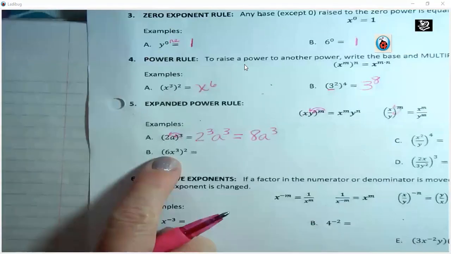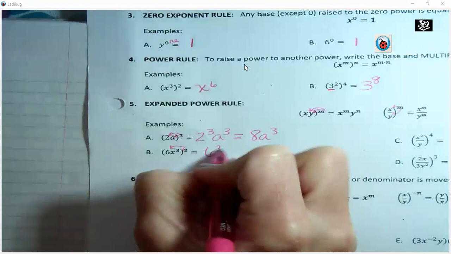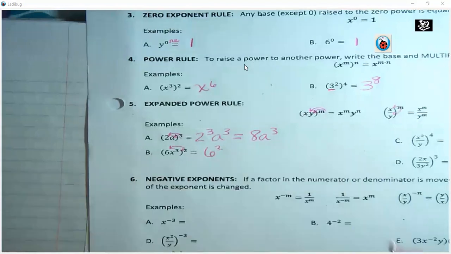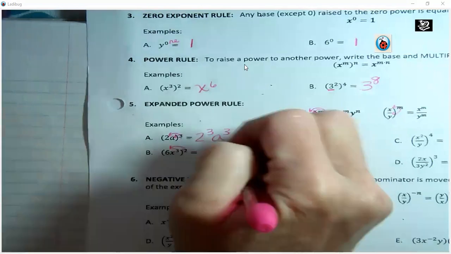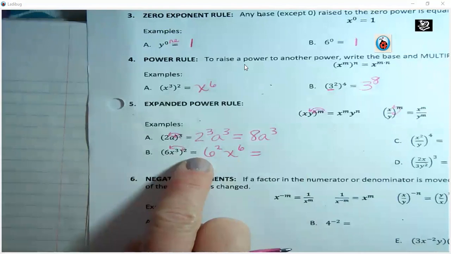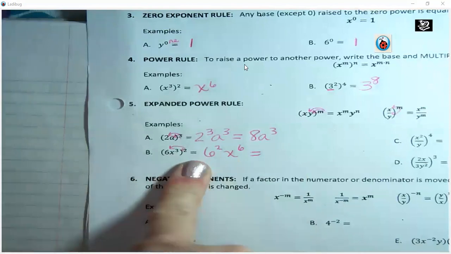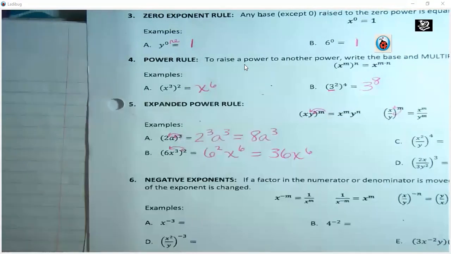Okay. All right. Going over to this one. The 2 goes to both of them, so it's 6 to the 2nd power. X to the what? The 6. Good, because you multiply them. Good, Rachel. All right. What is 6 squared? Anybody? 36. You could also write your answer as 36, x to the 6.